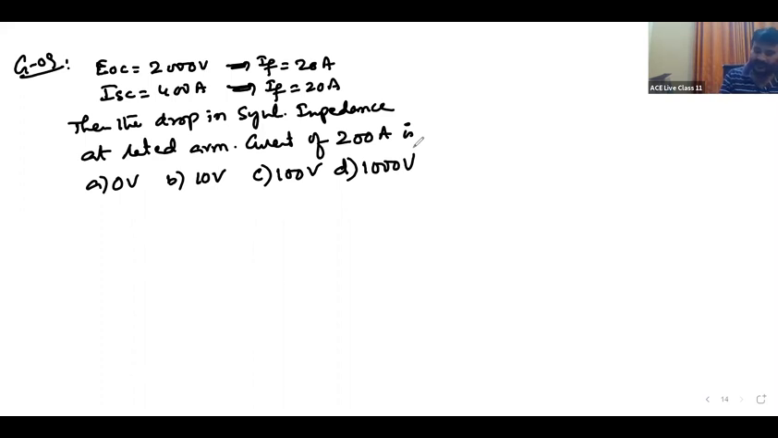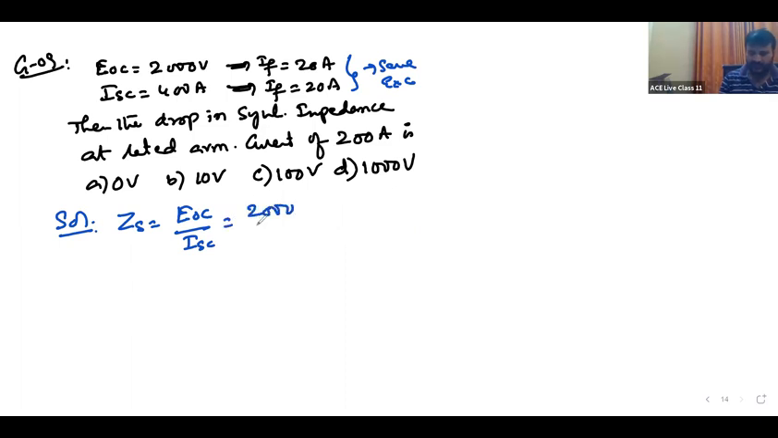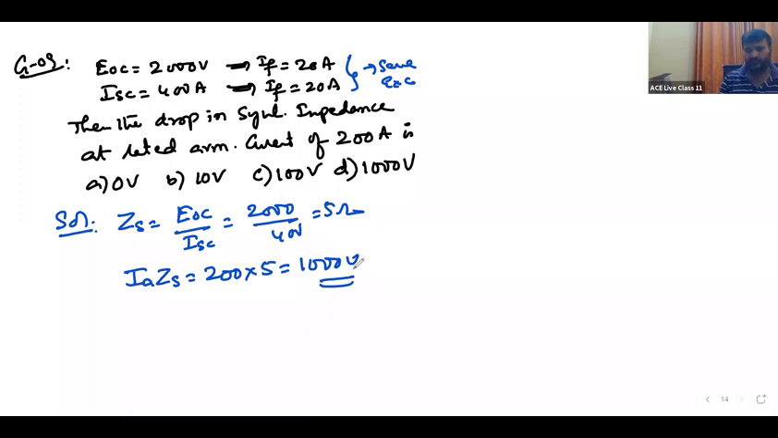Why? Because both are given for the same current, the same field current, same excitation. Therefore, no conversions are required. Directly you can take ZS is equal to EOC by ISC, that is 2000 divided by 400, equal to 5 ohms. Then drop in synchronous impedance is equal to IA into ZS. IA is 200 amperes, and 5 ohms, so 1000 volts. That is a simple question.